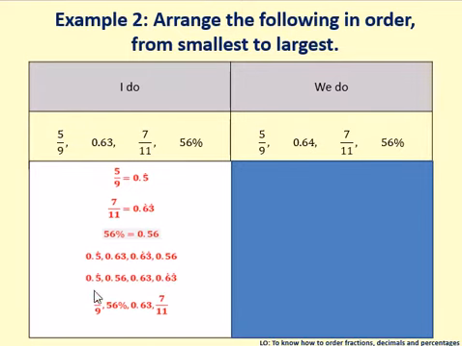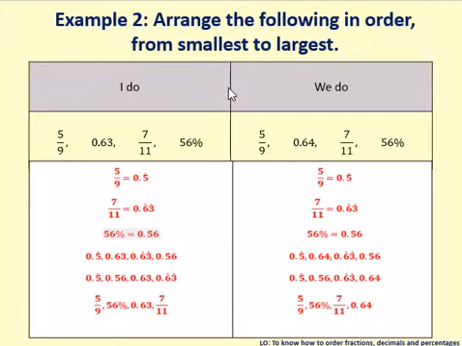But remember to write the original quantities below that. So 0.5 recurring was 5/9, that's the smallest. 0.56 was 56%, that's the second smallest. Then 0.63 recurring was 7/11, so write that beneath that. Copy that one down and then try the we do, please. We'll go through the answer in a moment.